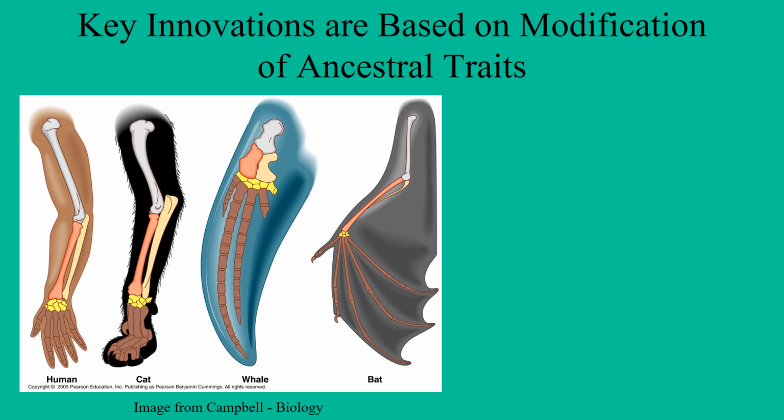In the bat, the radius and ulna are sort of fused together. Humerus is still there. And then the carpals are the wrist bones, and then the metacarpals and the phalanges are extended out, and this provides supportive ribbing through the wings of the bat. So on the human and the others, the wrist bones are the carpals, the palm bones are the metacarpals, and then the bones at the tip are the phalanges.